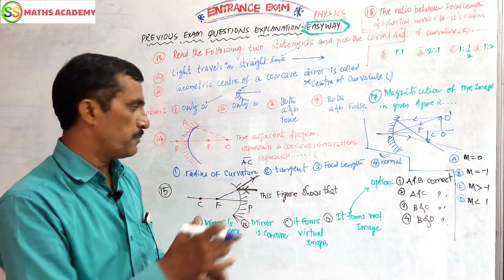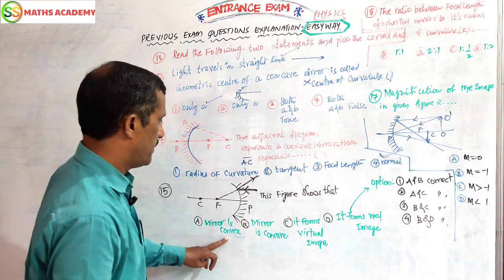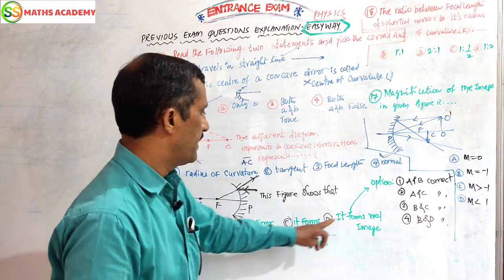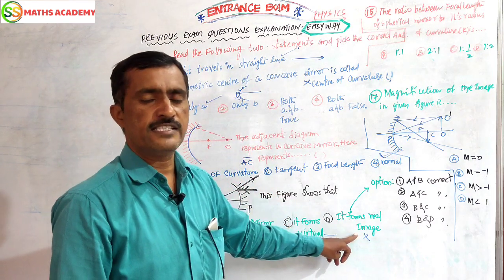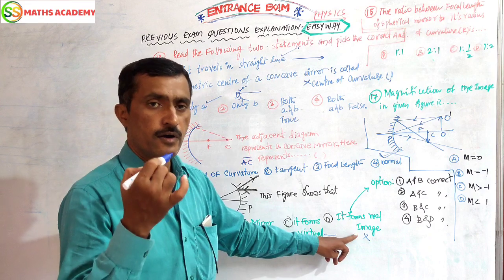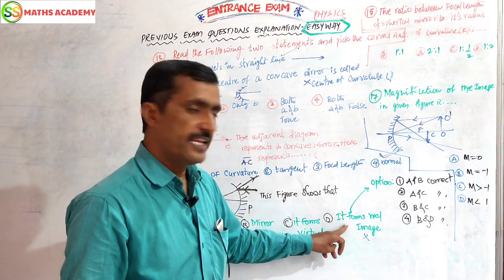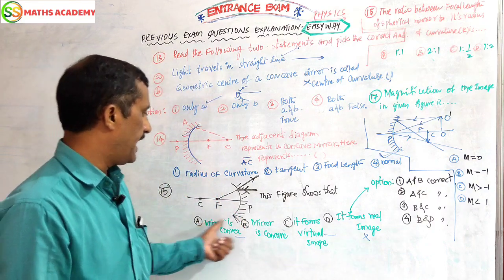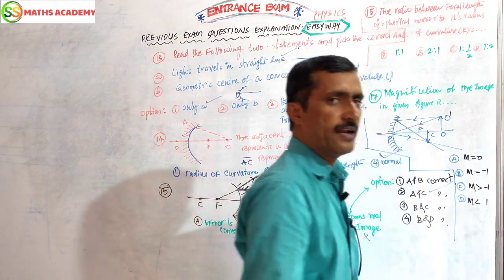So let us find those options. Mirror is convex, it is a correct option. It forms a virtual image, it is also a correct option. It forms a real image, it is a wrong option, because a convex mirror always forms an erect, virtual, diminished image. So D is also not a correct option. So the remaining correct options are A and C. So the second option is the correct answer.